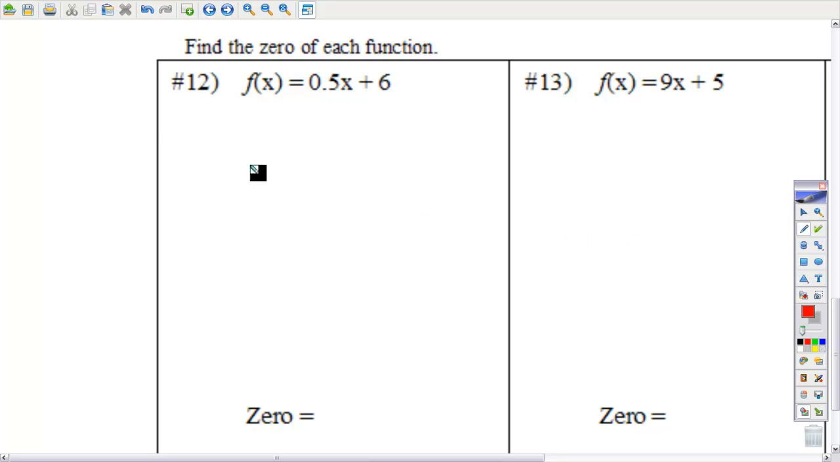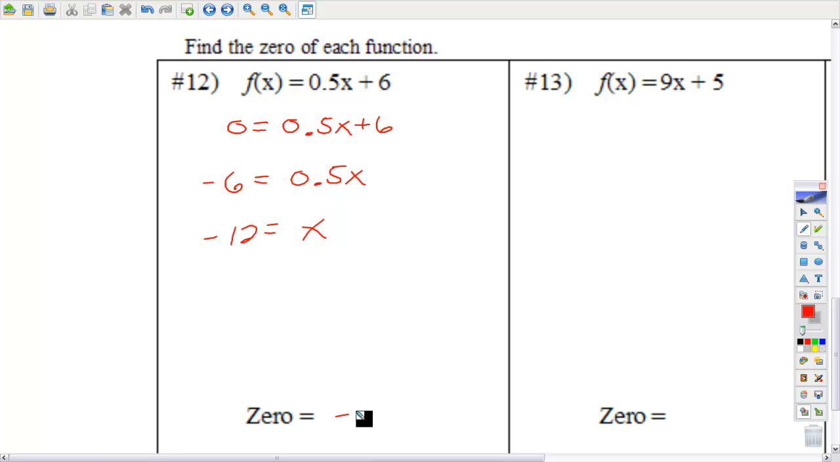Find the 0 of the function. Put 0 in for f of x, which is the same thing as y. Get x by itself. I subtract 6 from both sides. Keep in mind that this 0.5 is the same thing as 1/2. The opposite of times 1/2 is times 2. If I multiply both sides by 2, I get my 0 is -12.